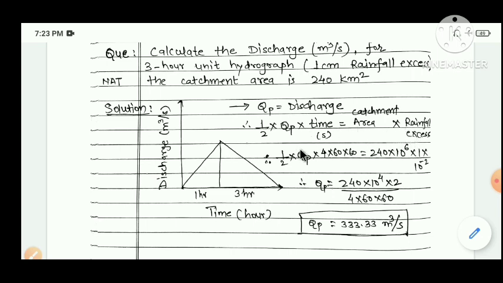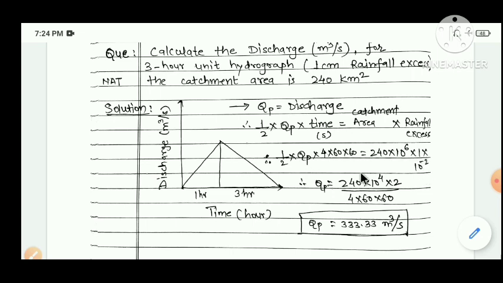Okay, putting all the values, keeping discharge QP, time is 4 hours. So converting hours into seconds, so 4 into 60 into 60. Is equal to catchment area in kilometer square, so we have to convert kilometer square into meter square. So the value will be 240 into 10 to the power 6, and 1 centimeter rainfall excess. So convert centimeter into meter, the value will be 1 into 10 raised to minus 2.